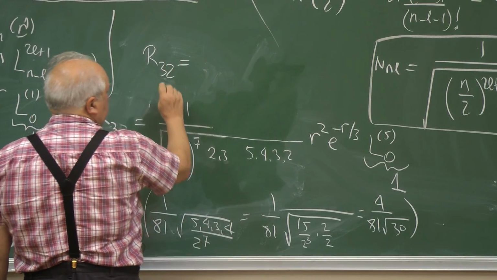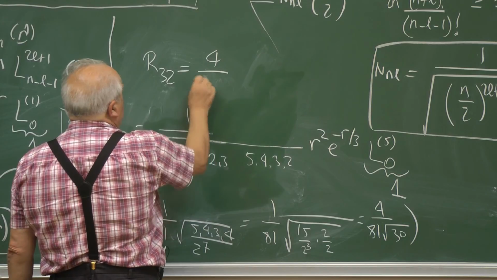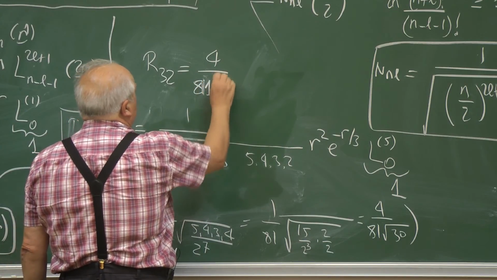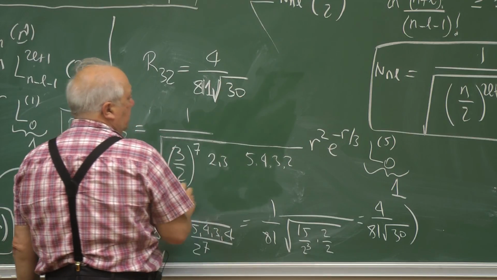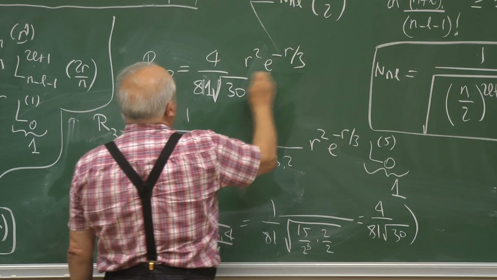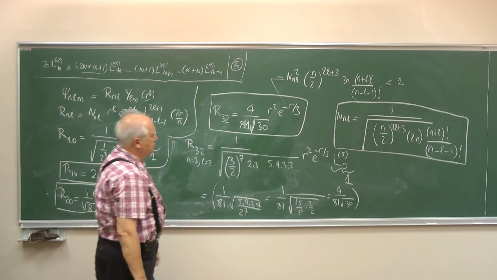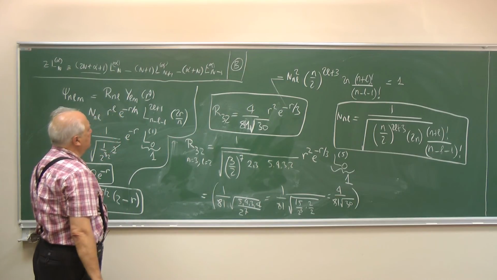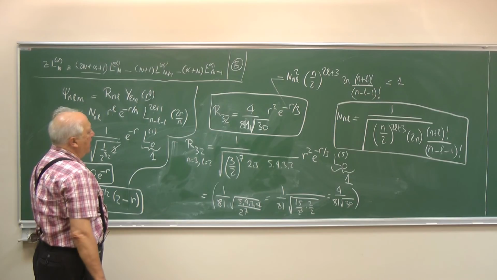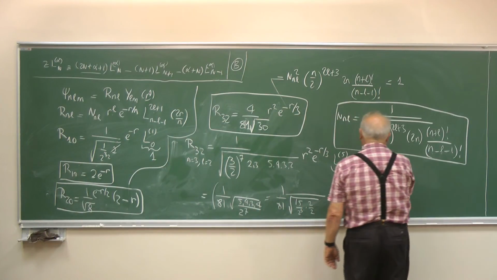R_32 is equal to 4 over 81 root 30 r squared e to the minus r over 3. So that's the way it goes. So we have the radial functions. We have normalized them. And that's the end of today's lecture.